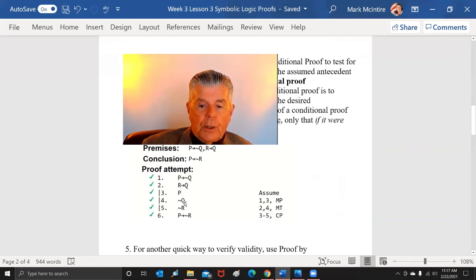Then what do you do? Well, if we take the second premise, if R then Q, and we have already got not Q from our first operation of 1 and 3, then we can use modus tollens to derive not R. Now, if we have not R, by conditional proof, if P then not R, we have proven the conclusion. So that's a pretty short way of determining the validity of the argument. We're going to move on now to the second method, which is called proof by contradiction. Very, very interesting thing.